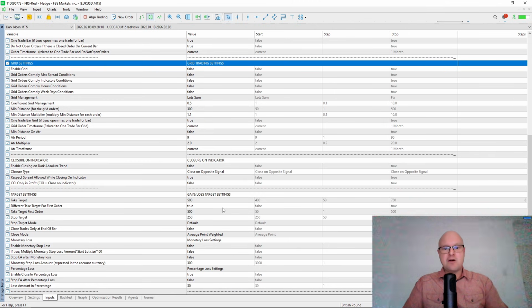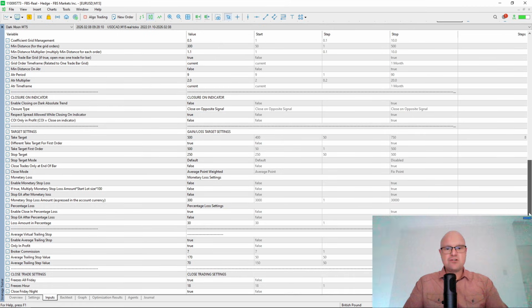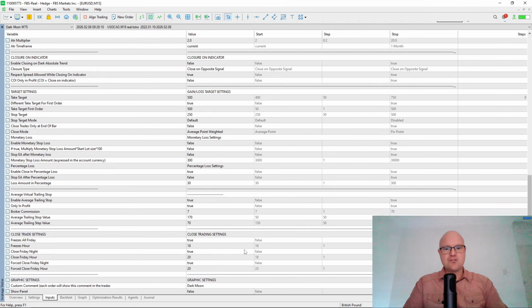Now, each stop target can either be set to default or first order. Then for this strategy, I also use a trailing stop set at 170 and 70. And it also closes all of the trades on Friday, meaning that each weekend it closes all of these trades, which allows you to also take a rest period and means when the market opens, you won't have any nasty surprises.